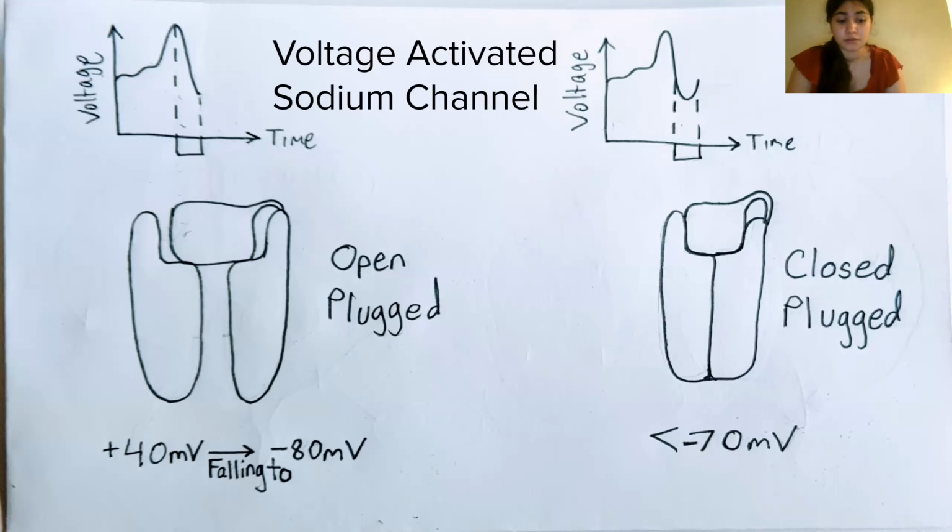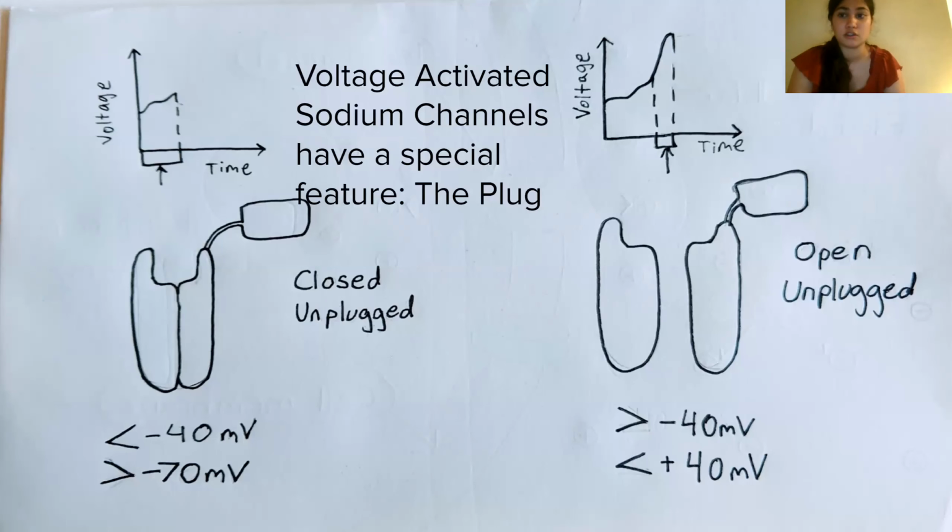In reality, though, even at resting potential, not all of the voltage-activated channels are going to be in that specific state of closed and unplugged. But most of them are, and it's this fraction of channels that are in a specific state that determines what part of the action potential the cell will be at.